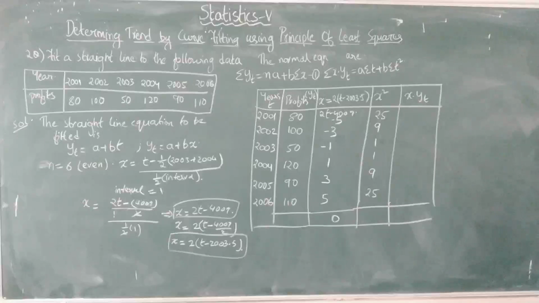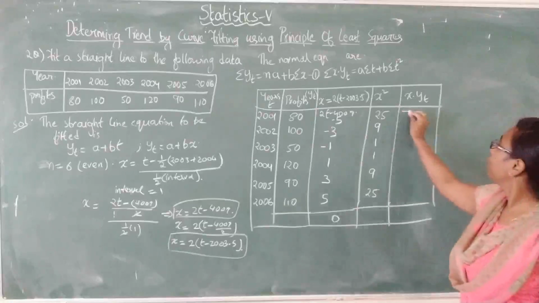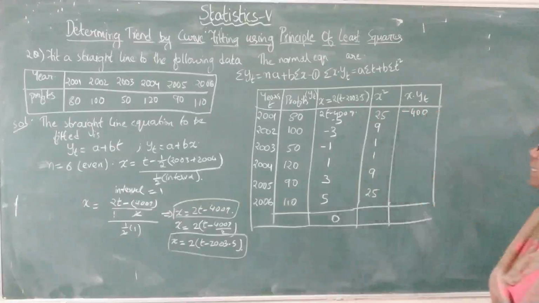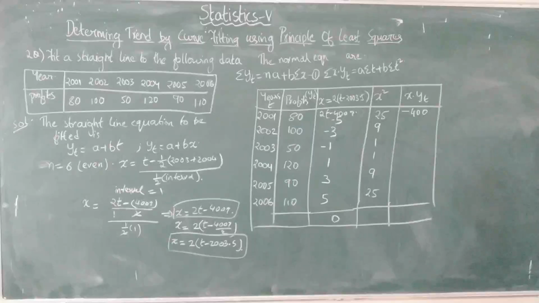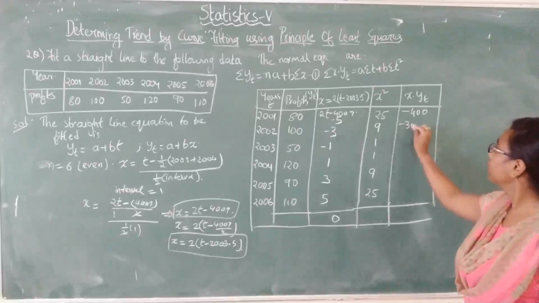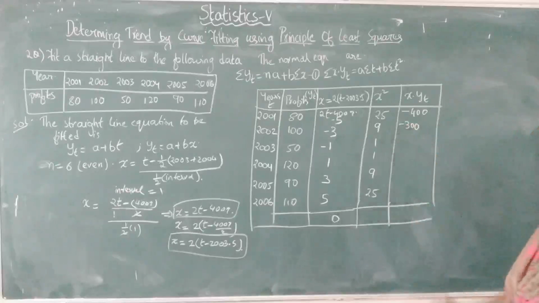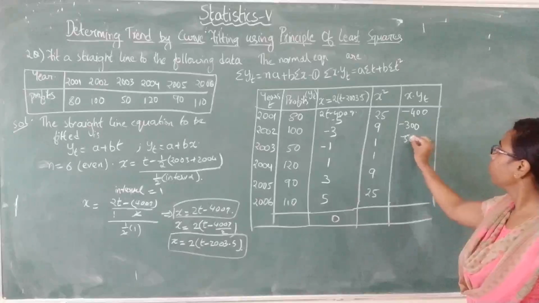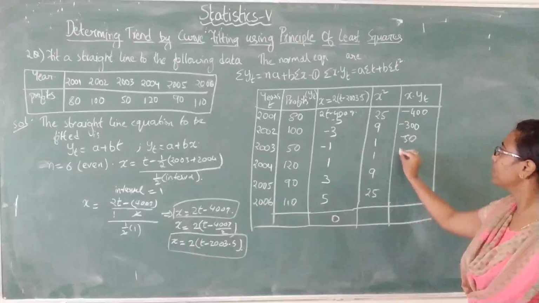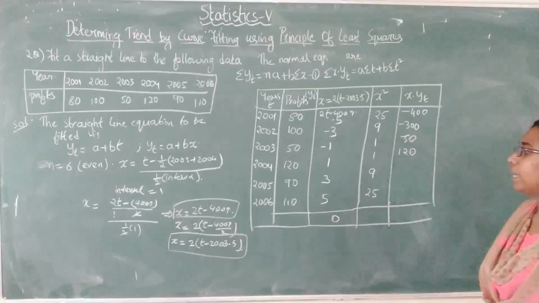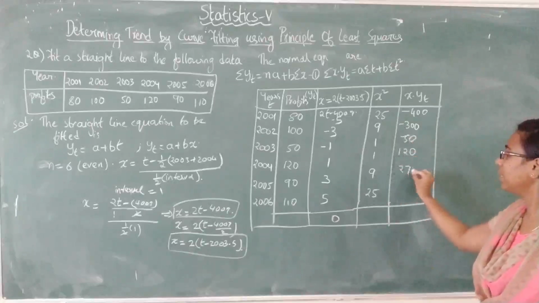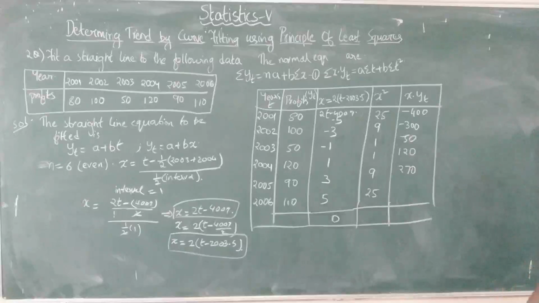Sorry, minus 5 is x value, yt value is 80. So 80 into minus 5 is minus 400. Next, similarly, next yt value is 100. 100 into minus 3 is minus 300. Similarly 50 into minus 1 is minus 50. 120 into plus 1 is 120. 90 into 3 is 270. 110 into 5 is 550.